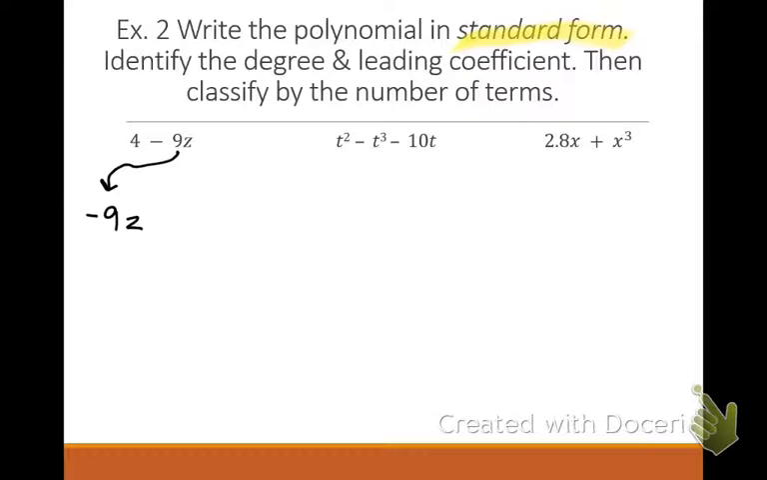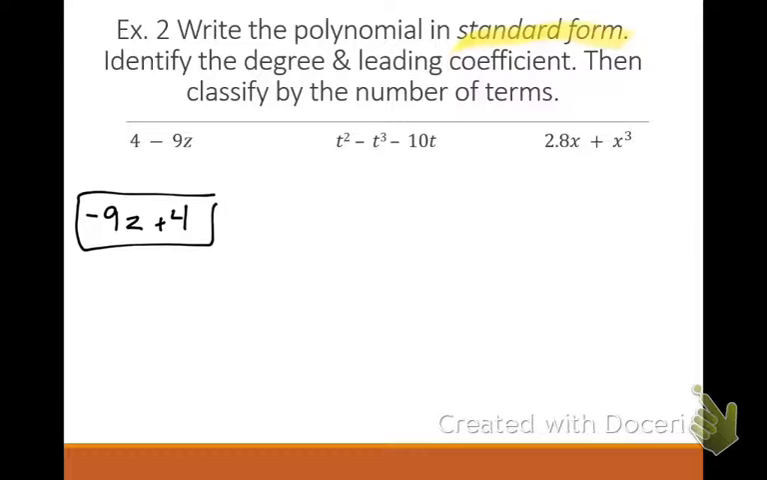All right? The same thing goes with 4. Because there is nothing in front of the 4, does that make it positive or negative? Positive. So I must write plus 4. And this is it. I've written it now in standard form. Descending order, starting with my variables.